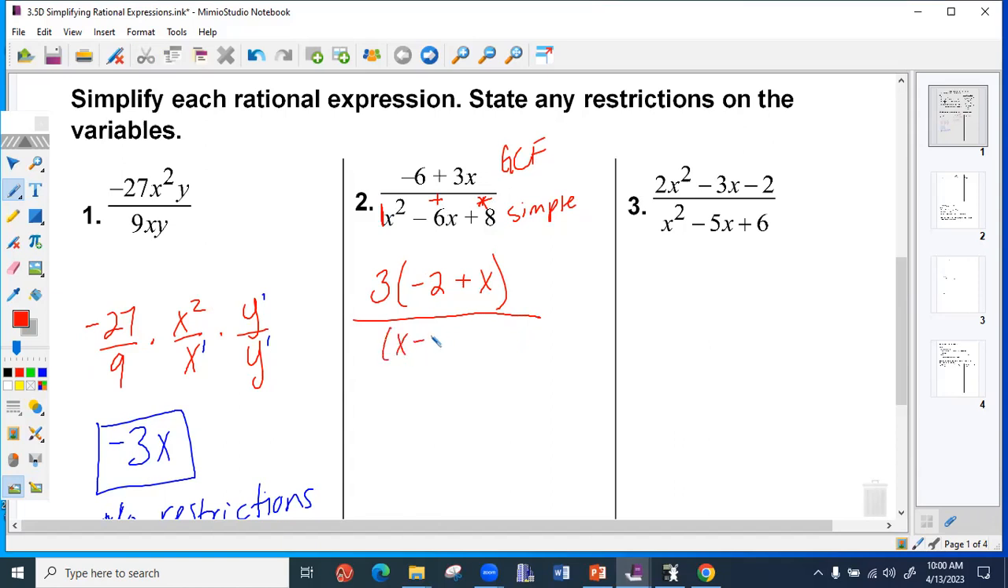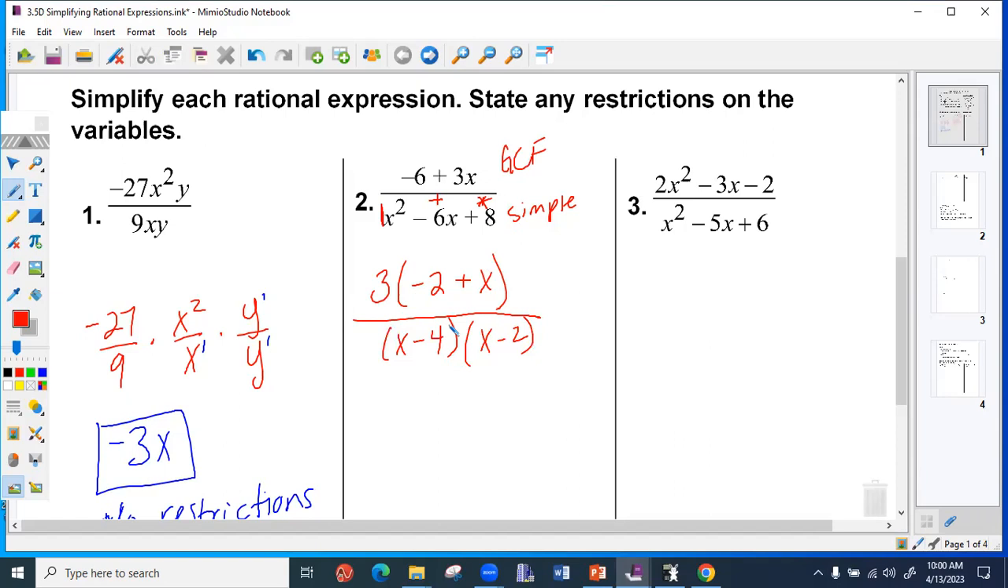I need a negative 4 and a negative 2. Because negative 4 times negative 2 is 8. Negative 4 plus negative 2 is negative 6. Okay. Yes. All right. Now we are factored. So now that we are factored, we now can eliminate.